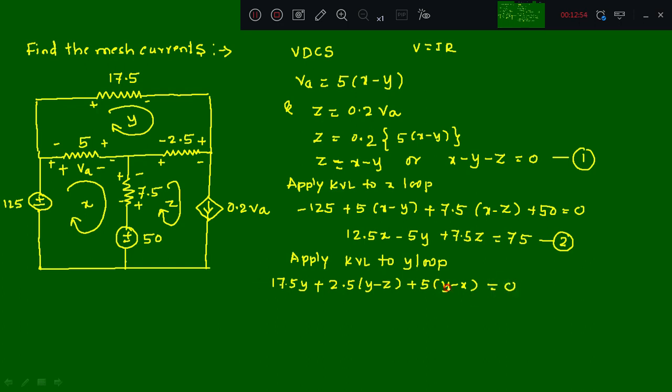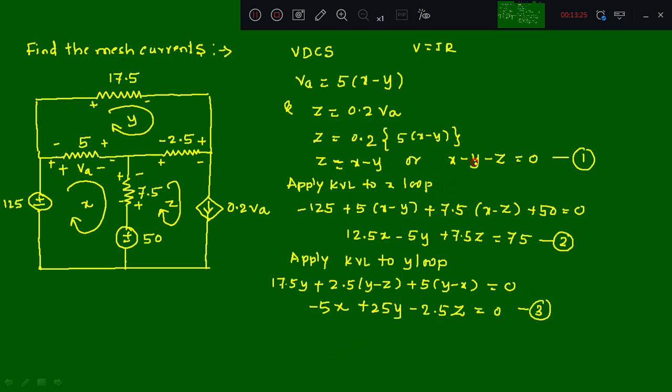Upon simplifying, how many x terms are here? Minus 5x. How many y terms are here? 17.5, then 2.5, then 5, so it will be 25y. How many z terms are here? Only 2.5z with the minus sign. It's minus 2.5z is equal to 0. Also equation number 3. Right.